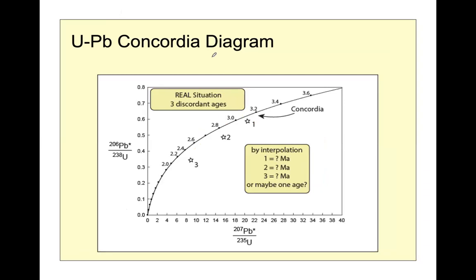Another example, but here you see the points are away from the concordia, right? The points are away from the concordia. That means they are discordant, right? Still, you may be able to find out the corresponding age, but since they are deviating away from the concordia, it's very difficult to find out manually. You can't find out it manually. You have to use a software for that.